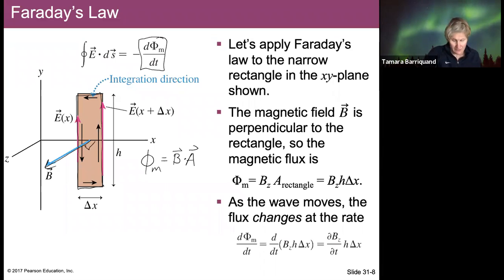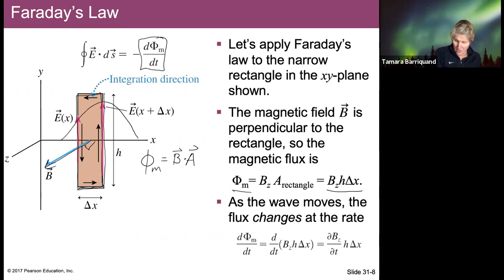And so in this case, the magnetic field dotted with the area will be B sub z times the area of the rectangle, which is the height, h, times delta x. So H times delta x will be the area. So we can just say that the flux is B sub z h delta x. Now, as the wave moves, the flux will change at a rate. I'm going to take the derivative of this.